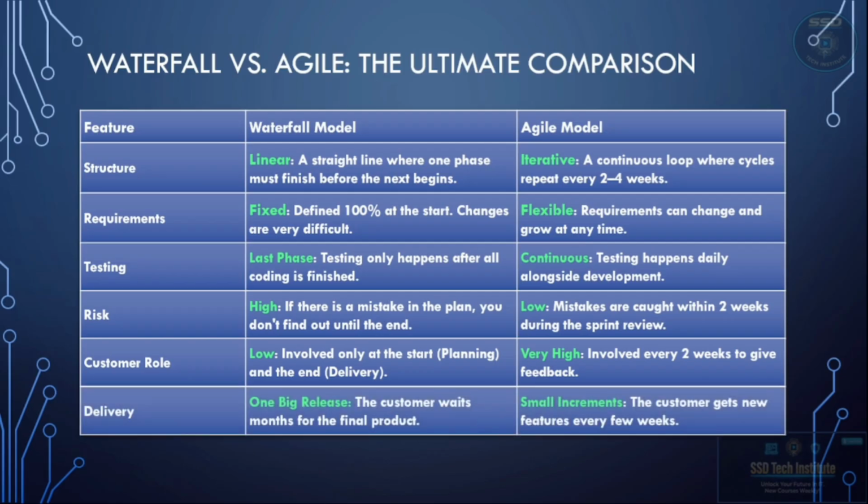The waterfall model gives one big release. The customer waits for months for the final product. Whereas agile delivers in small increments. The customer gets to see the new features and use them every few weeks.